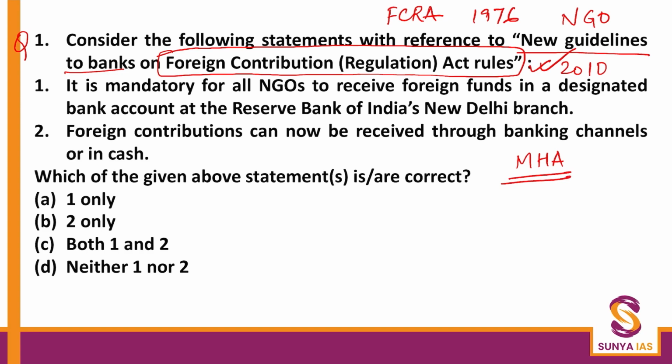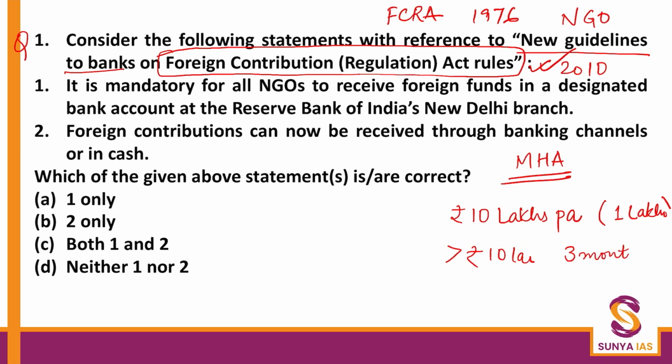You should remember this. Recently, what amendment has been done, class? It now allows Indians to receive rupees 10 lakhs per annum from relatives who are living abroad. Earlier, the limit was 1 lakh. So it has been increased. Therefore, it was in the news. Moreover, if the limit has crossed, it has become more than rupees 10 lakhs, then what happens? Government gives you certain time to inform. Now the time is about 3 months. Earlier it was 1 month. So it has become more liberal.